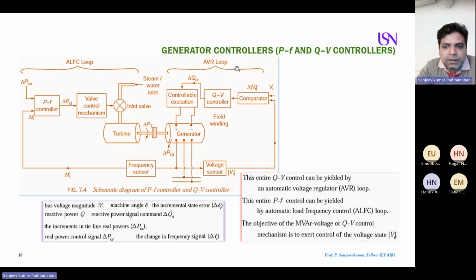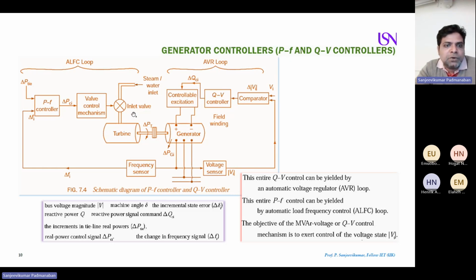What is AVR? It is called automatic voltage regulator loop. So this loop of controlling your excitation angle is called automatic voltage regulator loop. So this is the first part of your control system where I control the QV controller. The next part is PF controller.